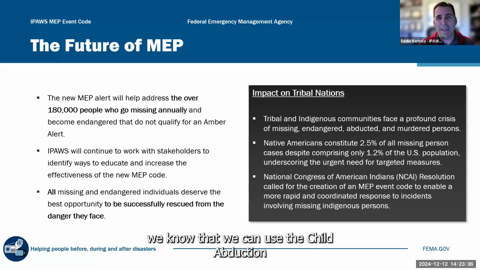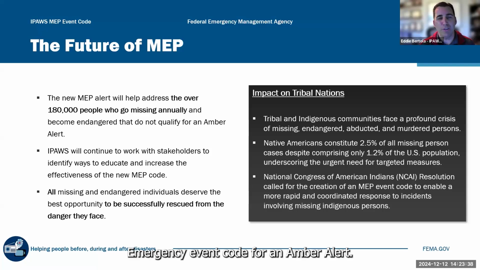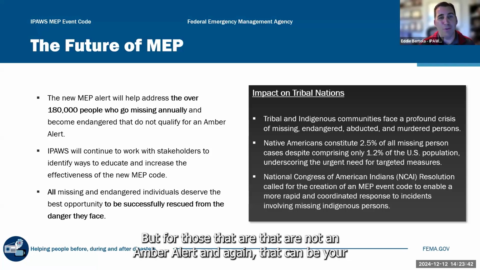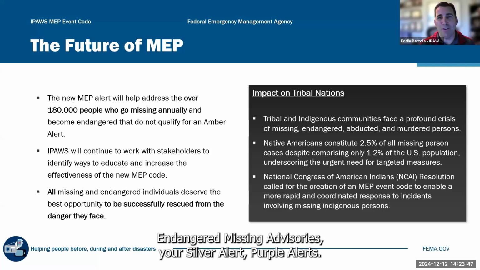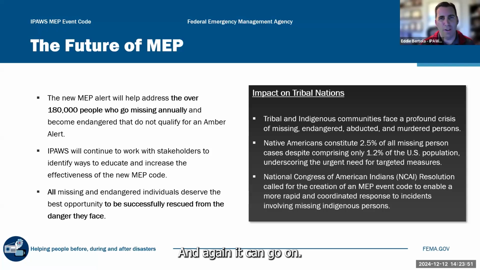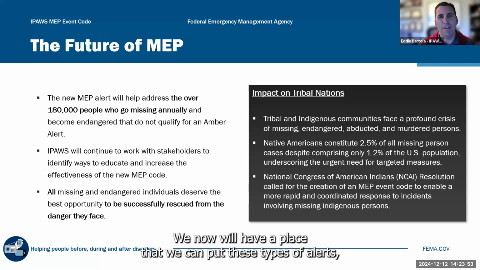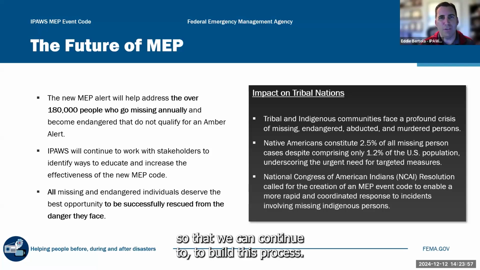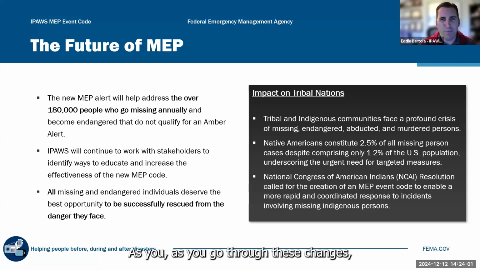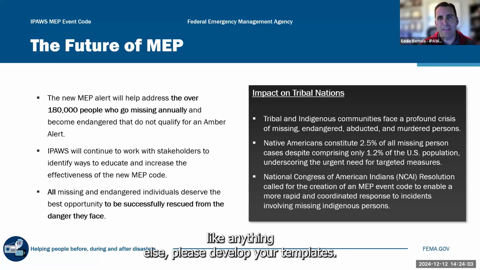We know that we can use the child abduction emergency event code for an AMBER alert. But for those that are not an AMBER Alert, and that can be your endangered missing advisories, your Silver Alerts, Purple Alerts, and it can go on, we now will have a place that we can put these types of alerts so that we can continue to build this process. As you go through these changes, like anything else, please develop your templates.